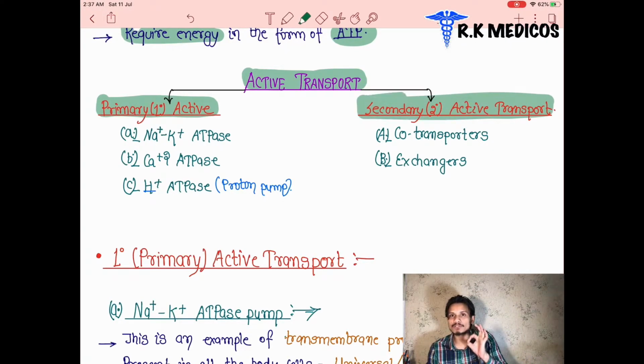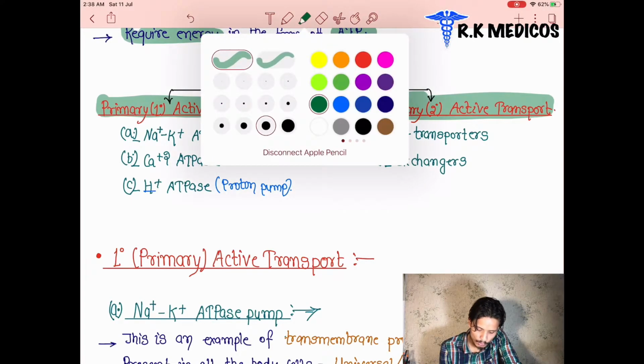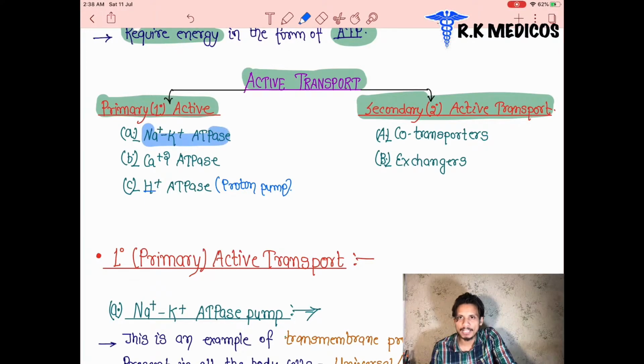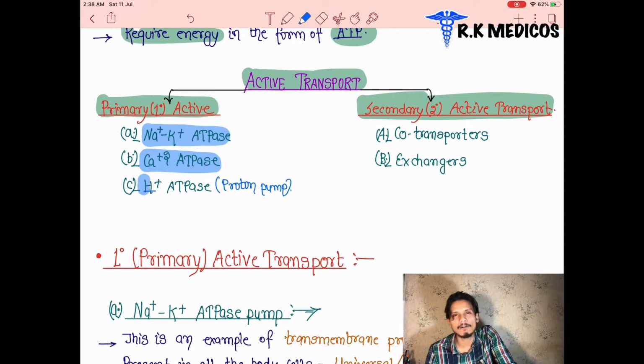What are the examples of primary active transport and of secondary active transport? The primary active transport examples are most important here: the sodium potassium ATPase pump, the calcium ATPase, and the hydrogen ATPase, also called the proton pump. There are three ATPases: sodium potassium ATPase, calcium ATPase, and proton or hydrogen ATPase. Next we see the secondary active transport.